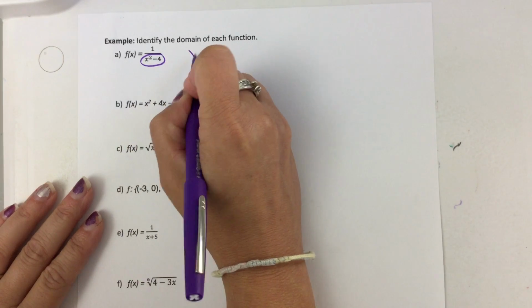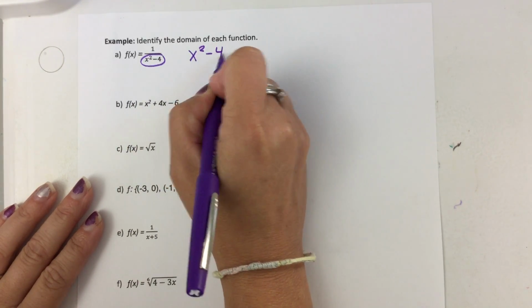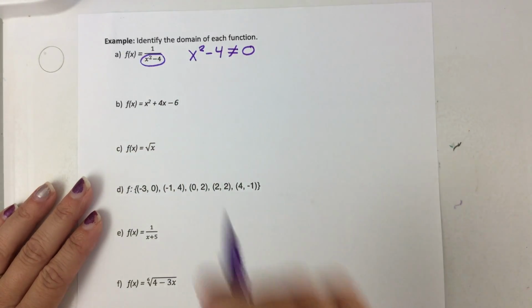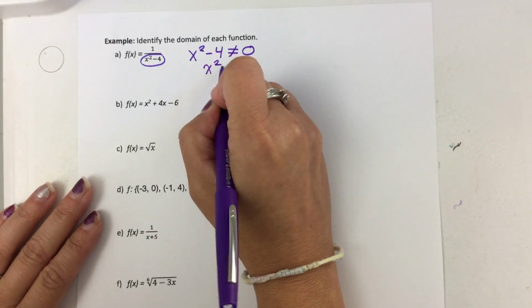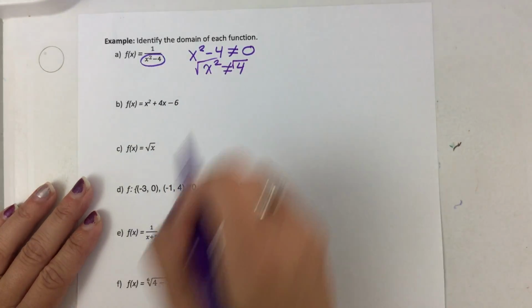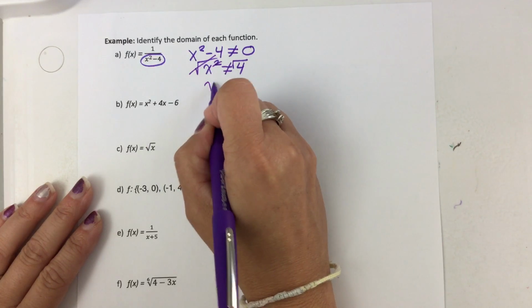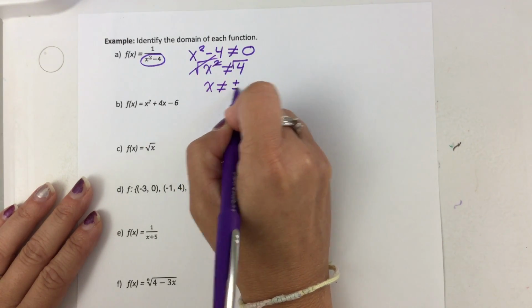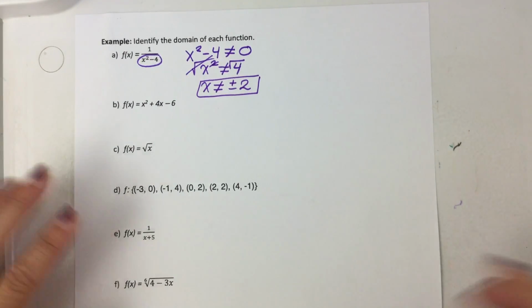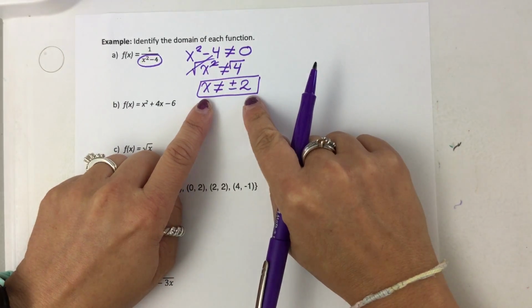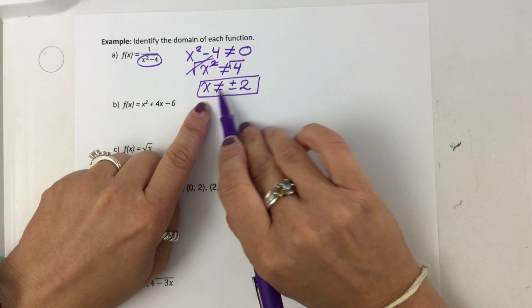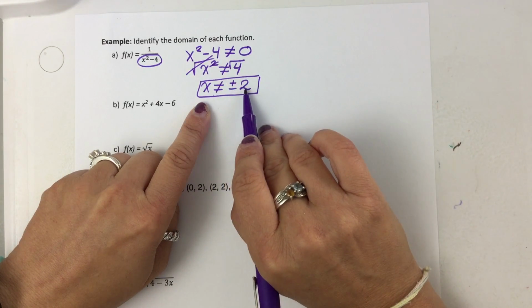So that means whatever's on the bottom, x squared minus 4, can never equal 0. If I solve for x, x squared cannot equal 4. If I take the square root of each side, anytime you cancel a power of 2, remember you need to include both positive and negative. Square root of 4 is 2. So this is the domain. This means that x can be any number except for a positive 2 or a negative 2.